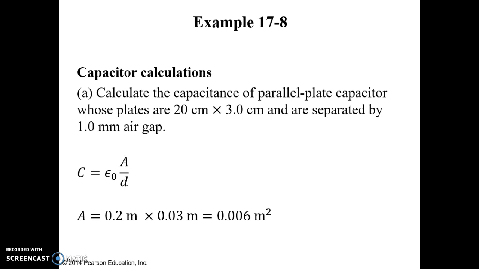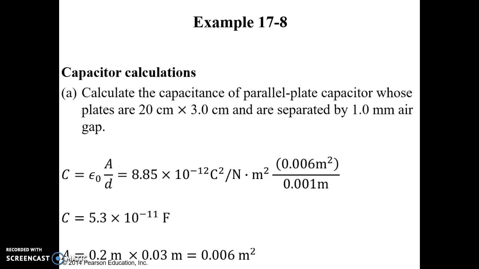Now it's important to do unit conversions correctly into meters. If you multiply in centimeters first, then you must make sure your unit conversion is squared. Now it's just a plug and chug. But notice that I converted millimeters into meters. And we get a capacitance value of 5.3 times 10 to the negative 11 farad. Or I can just say 53 picofarad.